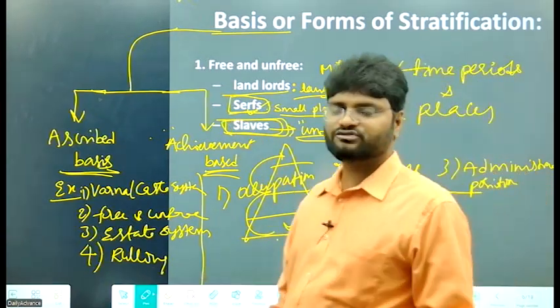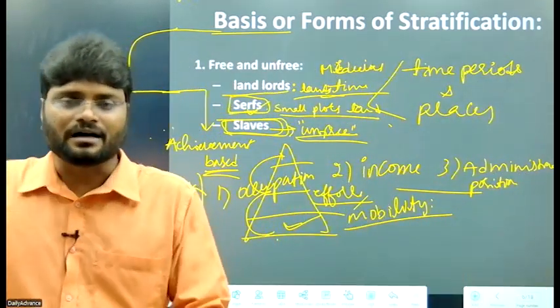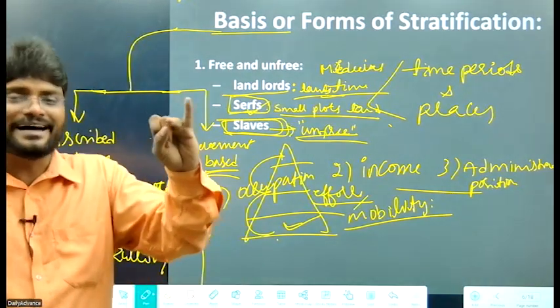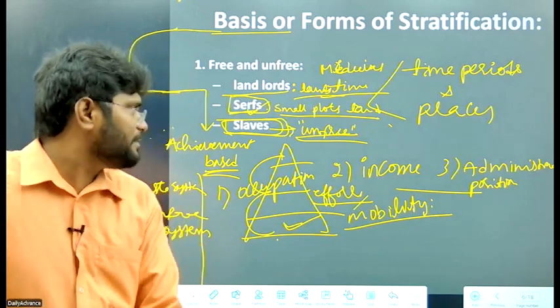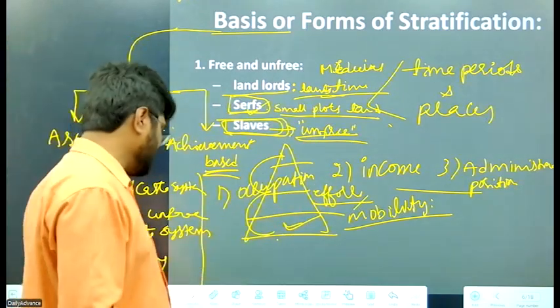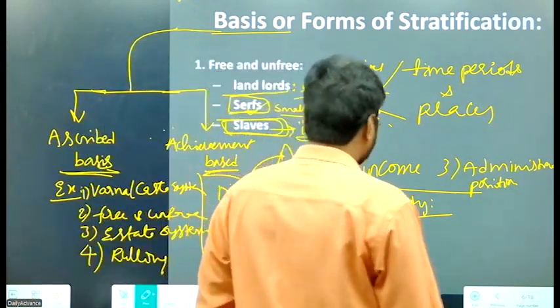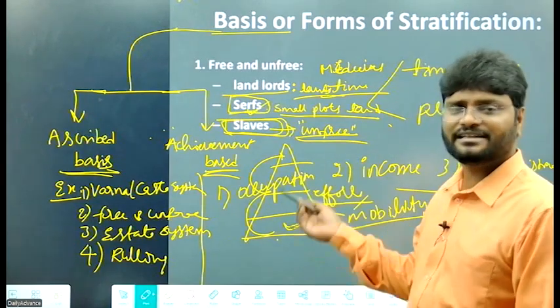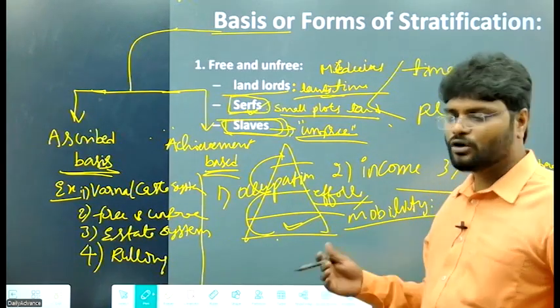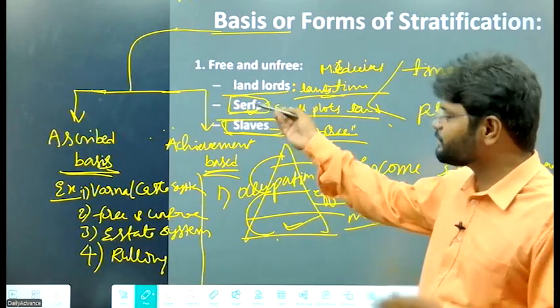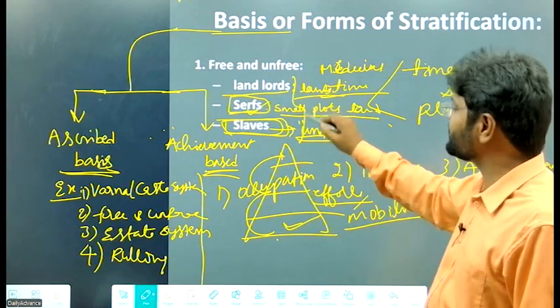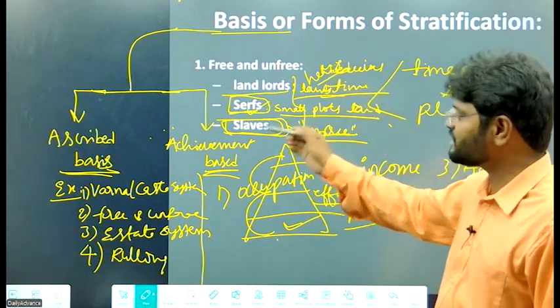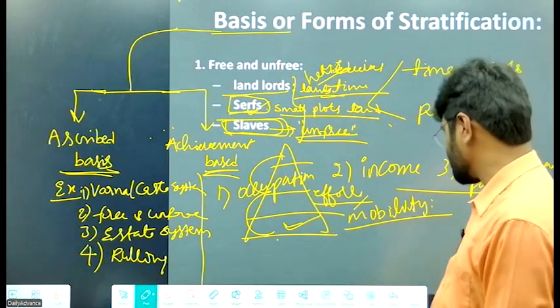This kind of stratification, related to the control of land and agricultural operations, was seen in medieval Western Europe. This form is permanent, and the status is inherited. Nobody could change their status. Slaves could not become serfs, and serfs could not become landlords. It is permanently fixed and hereditary, so that is why it comes under the ascribed basis of social stratification.